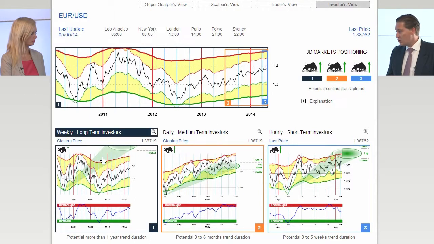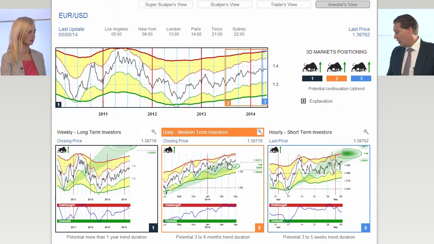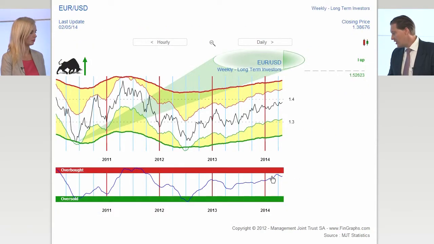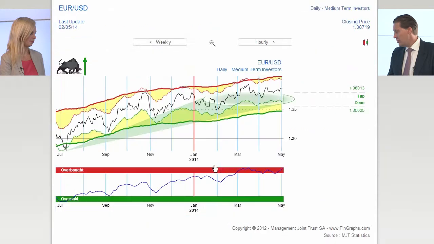Now, long-term trend is still up. You can see here the oscillator has made a top, but not quite in the red yet, but it could mark an intermediate correction on the weekly. On the daily, a similar situation as with the S&P.